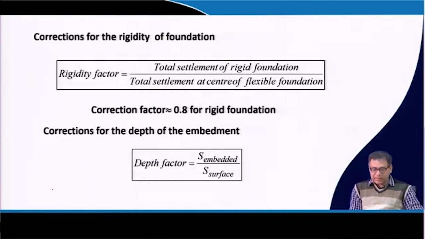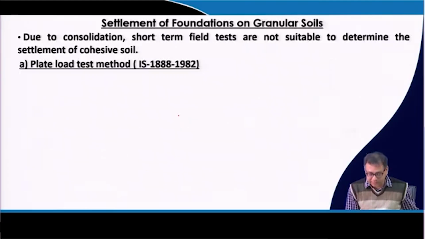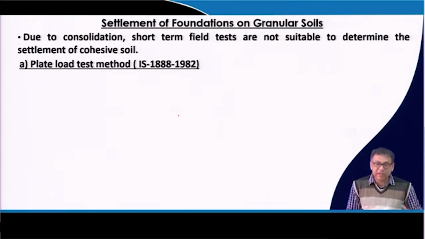Now, as I mentioned, there is the rigidity factor and depth factor, so you have to use these correction factors, and as I mentioned, this rigidity factor is 0.8. Next, I will discuss the settlement calculation for granular soil by using the plate load test, then the SPT value, then the SCPT value, then the influence chart method or semi empirical method.